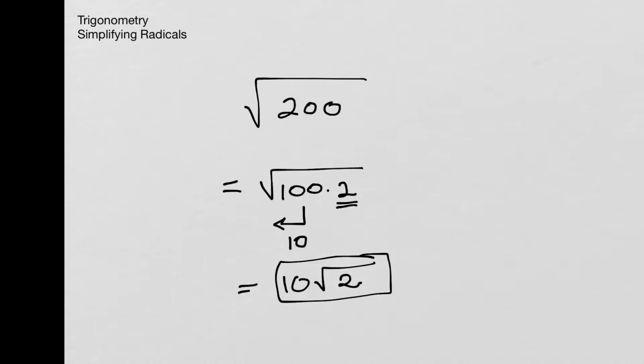And I like to try to put the perfect square first. That way that's coming out front, and what's on the right hand side stays under the radical.